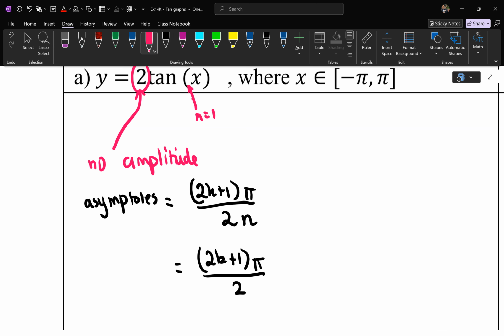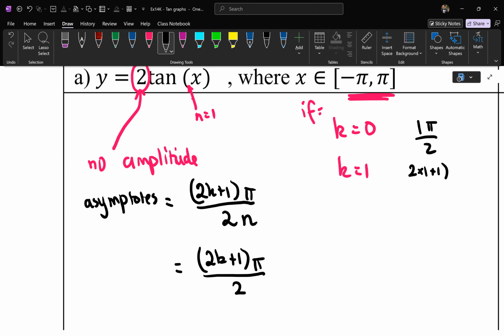Now what's k? You make it up. You sub in as many numbers as you want until you fit this domain. So let's make it up. If k was 0, then your first asymptote would be 1 pi on 2. If k was 1, we're just testing. You can try negative ones as well. They're just integers. Try whatever whole number k that you can come up with. So if k was equal to 1, then you have 2 times 1 plus 1, so it becomes (2 times 1 plus 1) pi on 2. But hopefully you realize it's just every odd pi. So it's just 1 and that's 3. So it ends up being 3 pi on 2.